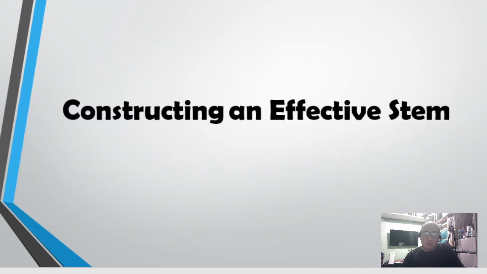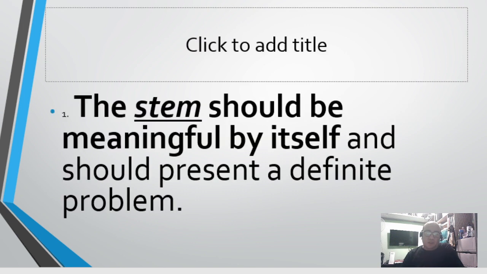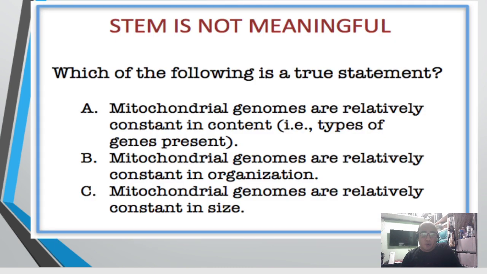Now, how do you construct an effective stem? The stem should be meaningful by itself and should present a definite problem. So see to it that when you are creating multiple choice questions, it should be meaningful, and as much as possible, it should present a definite problem. One example of a stem which is not meaningful is this: which of the following is a true statement? Questions of this type fall more precisely under true or false questions.